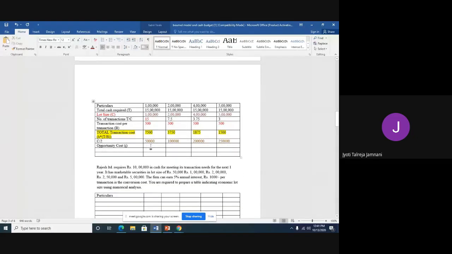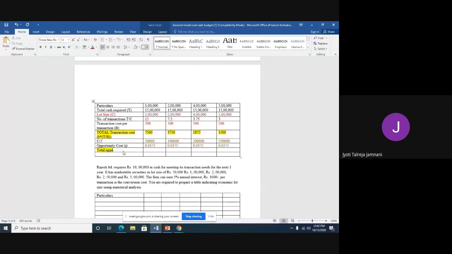Now, instead of taking 3.75 here, I'll convert it into decimals and then take it. So 3.75 divided by 100, if we do, how much do we get? 0.0375. So 0.0375 is the value of I that we are going to take in all the columns, because the interest rate is the same. Whatever the lot size, the interest rate won't change. So now we'll find the total opportunity cost.